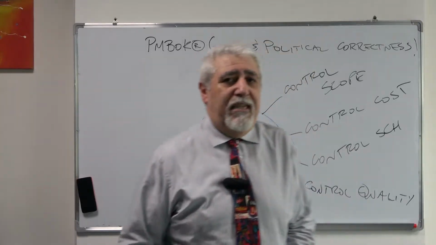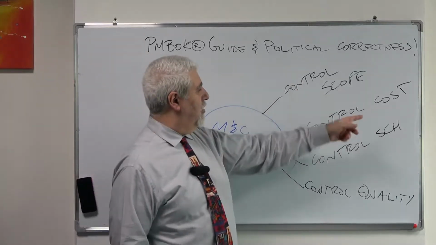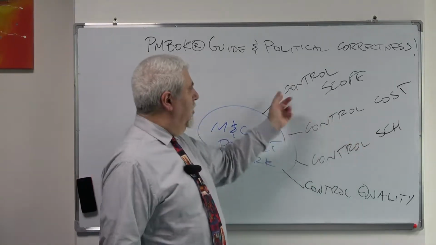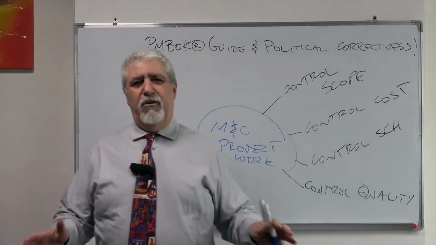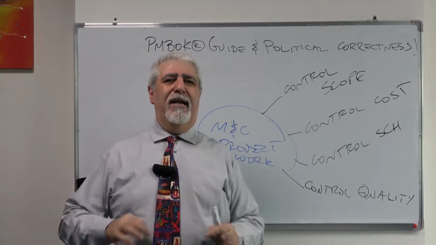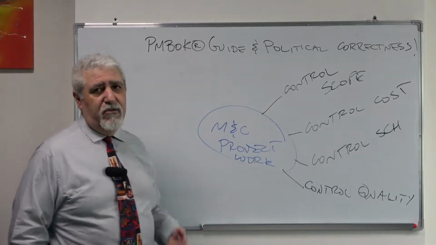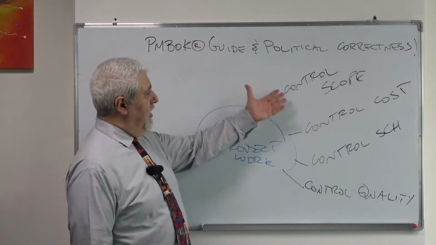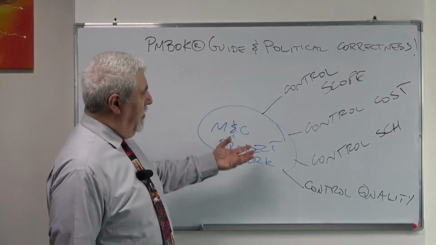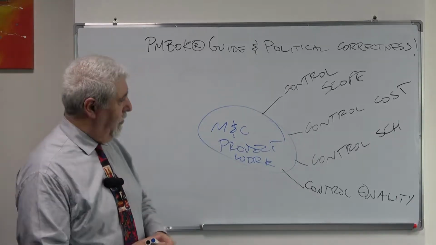Now, are we trying to save ink here? Instead of saying monitor and control scope, monitor and control cost, monitor and control schedule, we use the word control? Maybe. Again, I'm not one of those people who like to go deep into the PMBOK guide and understand every word. But these are the terminology used. The way I understand it in real life, I need to monitor the performance before I can control. So to me, I look at all of these as control.